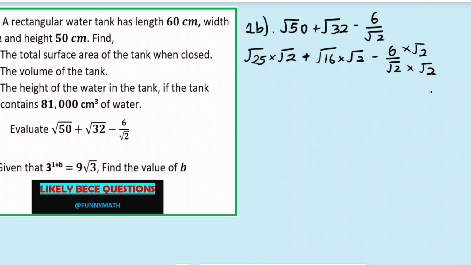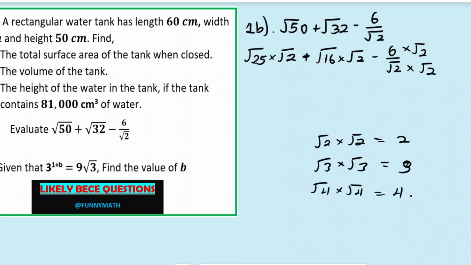Now, before we continue, we should remember this. Whenever you multiply the root of a number by itself, for example, the root of 2 by the root of 2, you're going to get 2. It happens to any other number. For example, the root of 3 times the root of 3 is going to be 3. The root of 4 times the root of 4 is going to be 4.